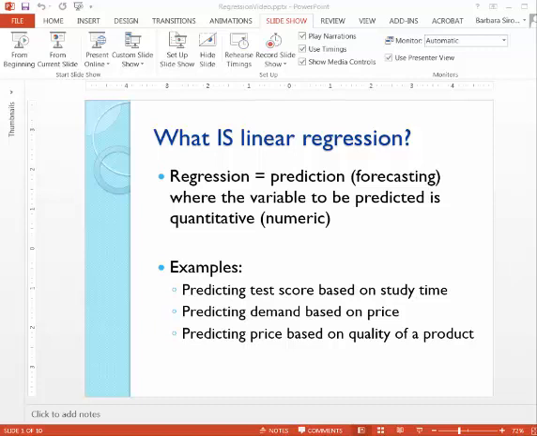We're going to talk a bit about the theory, we're going to do some examples of linear regression, and we'll touch on multiple regression. So let's start off just by saying what is linear regression.